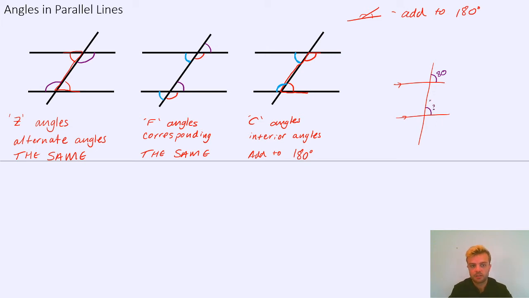Well, those are corresponding angles. The question mark is in exactly the same place on the parallel lines as the 80, just shifted down a little bit. They correspond with each other, which makes that angle 80. What other angle could I find?